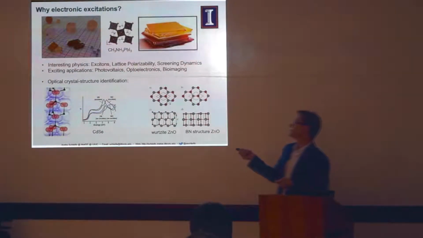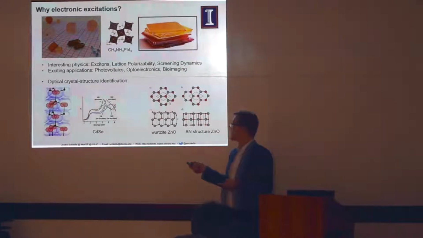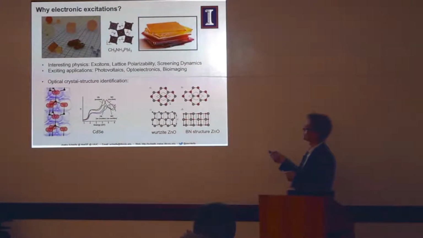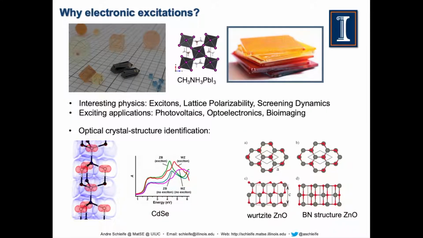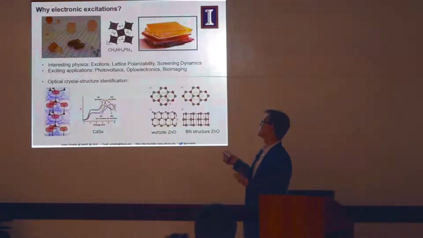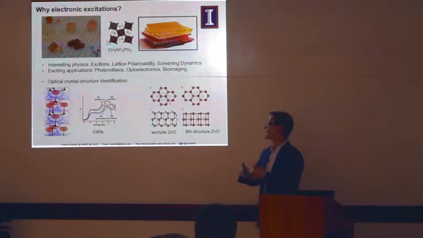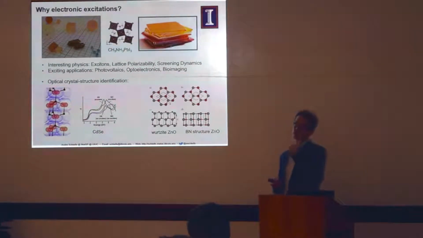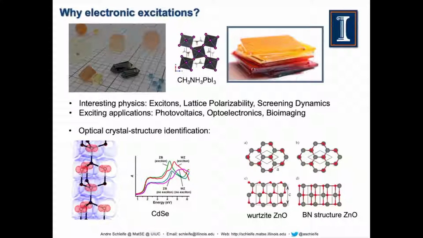One of the more recent applications that we've been looking at is that we want to connect the optical properties of the material with the crystal structure. This example you'll see in a moment in more detail, where we're looking at cadmium selenide. Briefly, in this case we looked at two different crystal structures of the zinc oxide material. The wurtzite structure is what you will find in an equilibrium sample that you grow. But in thin films, for instance in nanostructures of zinc oxide, people have also reported this boron nitride structure. We studied the optical properties of both, and we can now optically distinguish those. By just looking at the absorption spectrum, we can tell whether the sample is made of wurtzite zinc oxide or boron nitride zinc oxide.